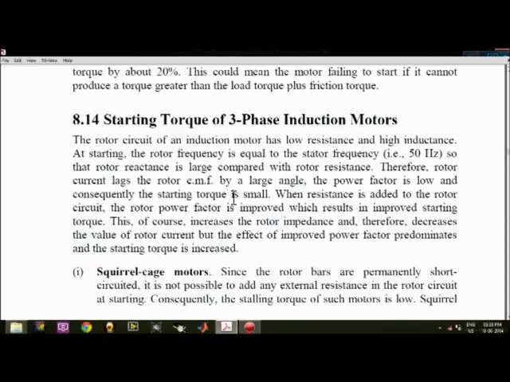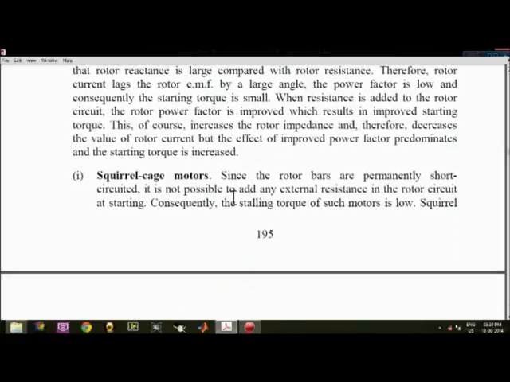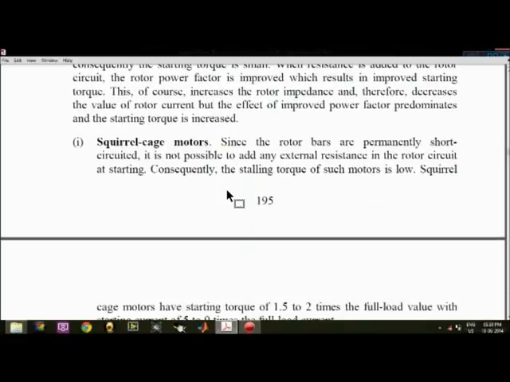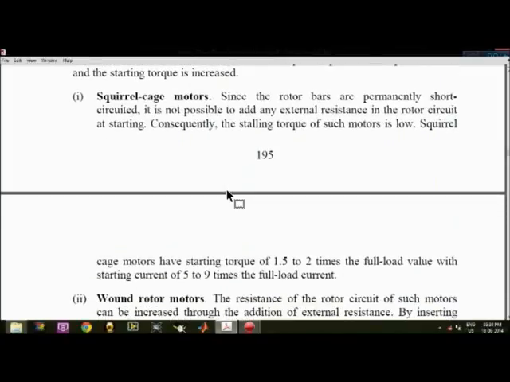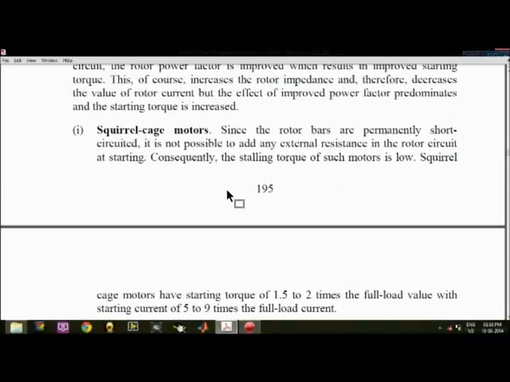Now the starting torque of a three-phase induction motor: with the increase of the rotor impedance there is a decrease in the value of the rotor current, but the effect of improved power factor predominates and the starting torque is increased. So in all types of motors, like the squirrel cage and wound rotor motors, we can get starting torque. First of all, we will start with the squirrel cage motor.